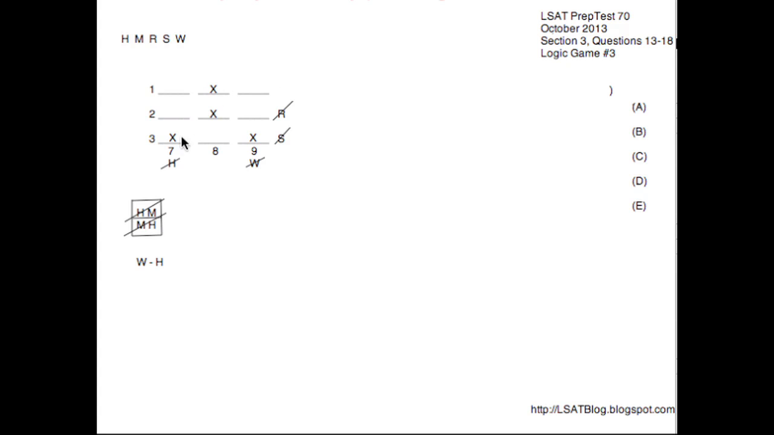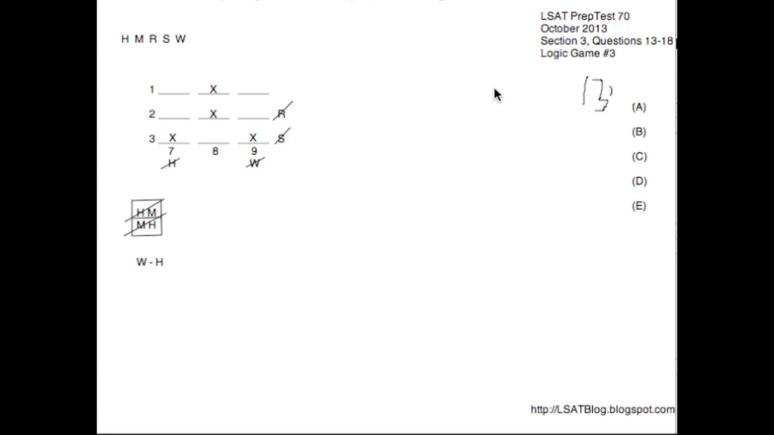I've also placed the X's here as placeholder variables, just to remind us that we can never have any movie starting at 8 p.m. on screens 1 or 2. We can never have any movie starting at 7 or 9 on screen 3. So this is a pretty simple initial setup, but it's all the rules really give us. We'll be doing more work over the course of the game as we get into specific questions. So let's start off right away with question number 13, which is a typical orientation question.